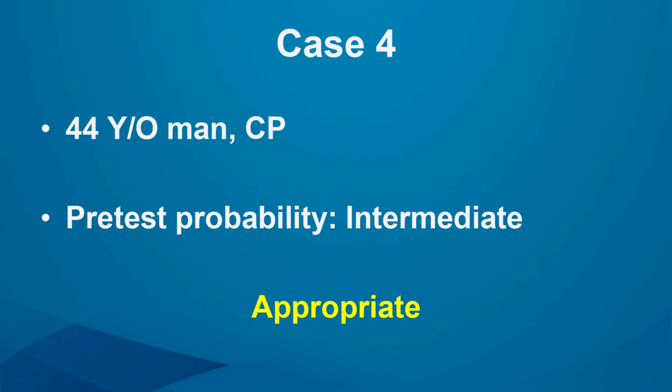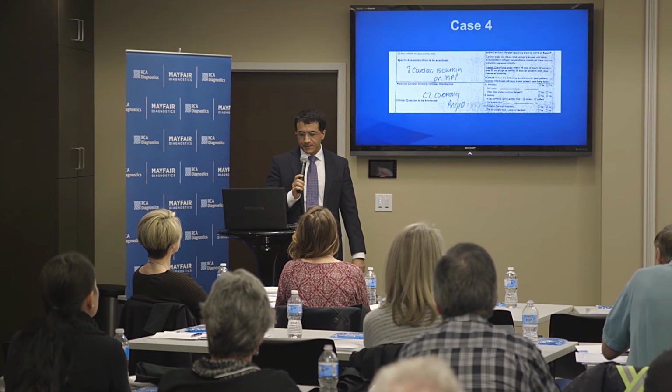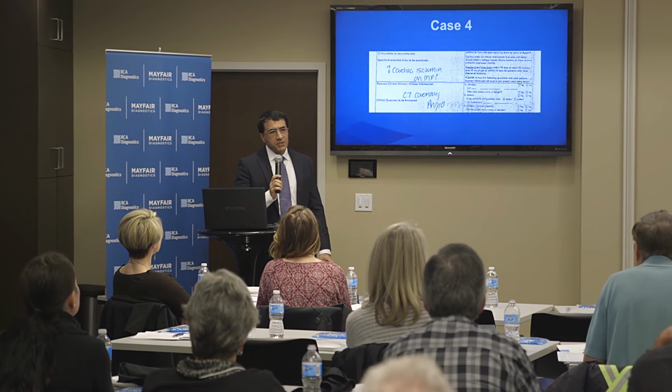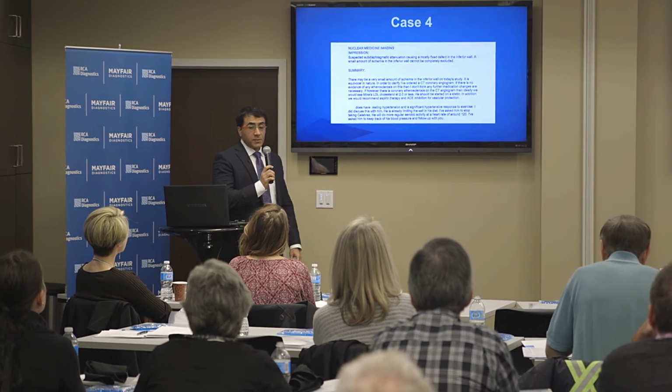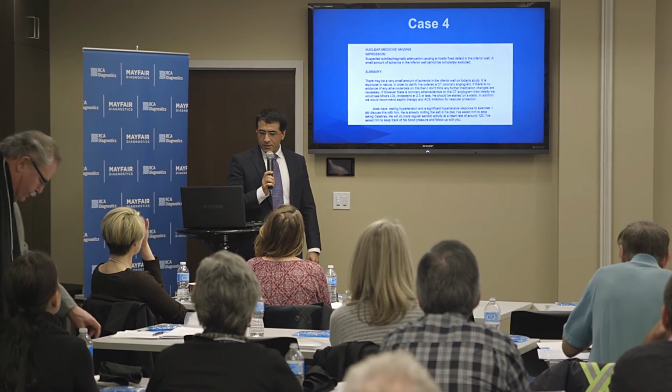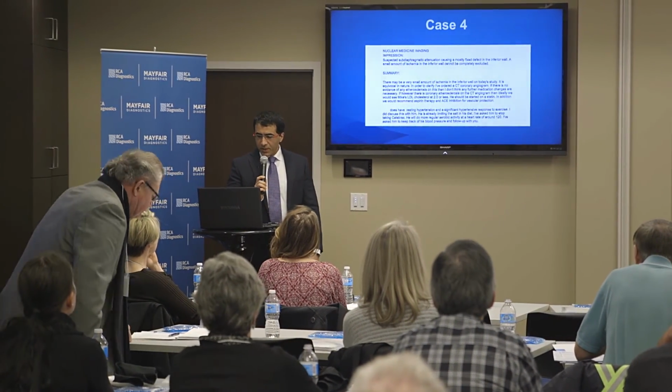My last case is a 44-year-old man who has chest pains, and his pretest probability is intermediate. So this is an interesting story. He did have a MIBI done, a perfusion study for him, and there was cardiac ischemia in the inferior wall. I just want to show you a part of the clinic letter that was sent to us by a cardiologist. So I'm just going to read a part of this clinic letter.